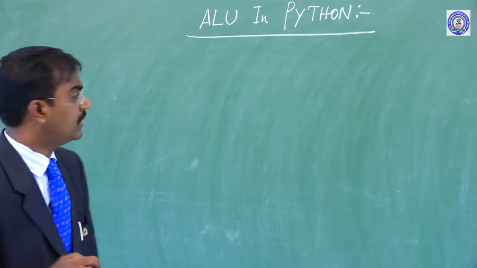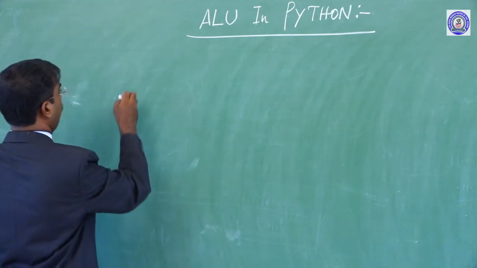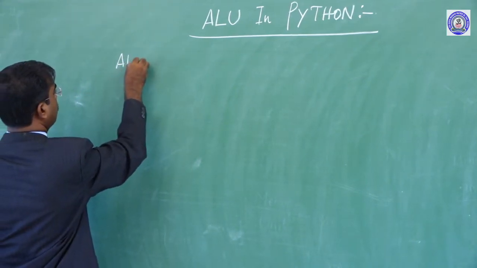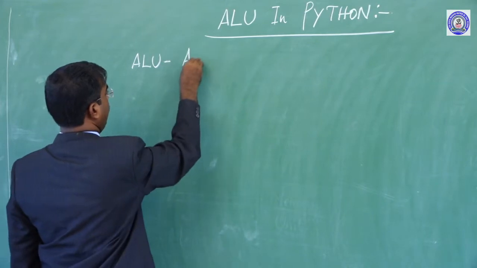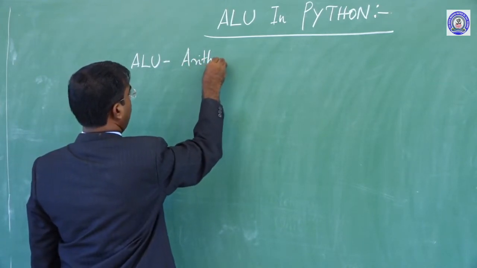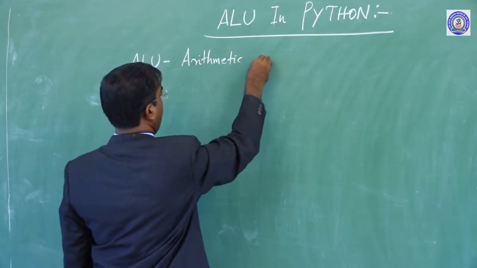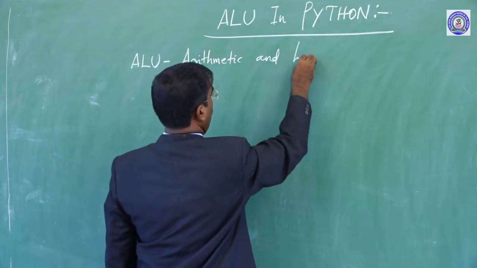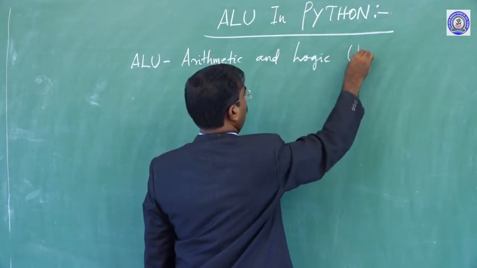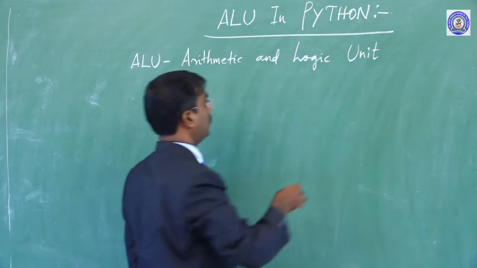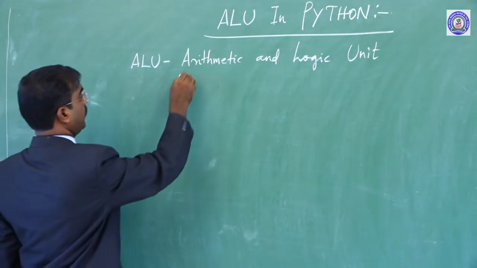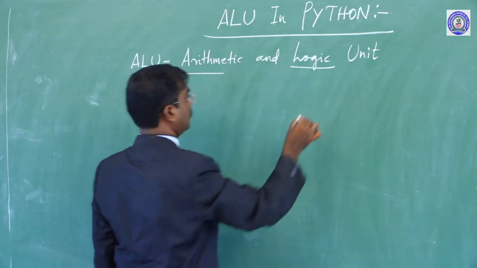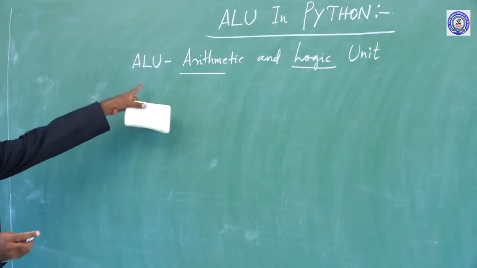Okay, yes. Sir, what is ALU? Already we know. ALU means what? Arithmetic and logic unit. Okay, yes. Sir, what is arithmetic or what is logic? These combined, simply we call ALU.